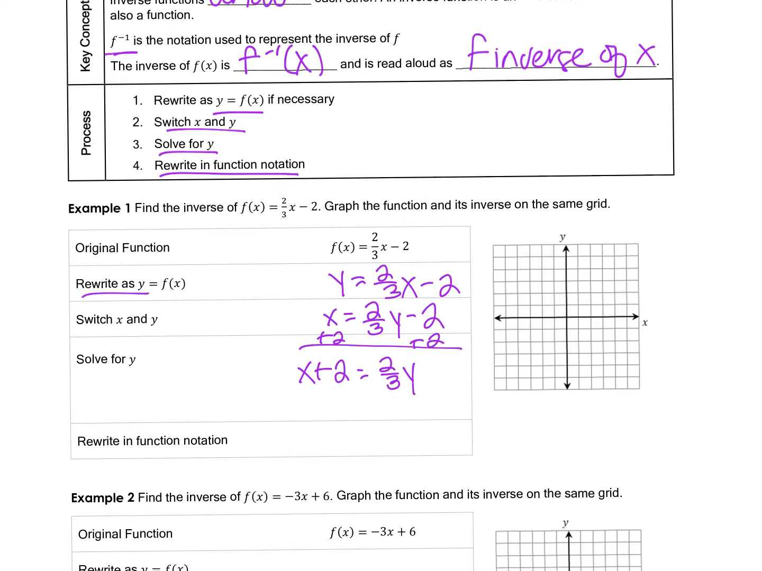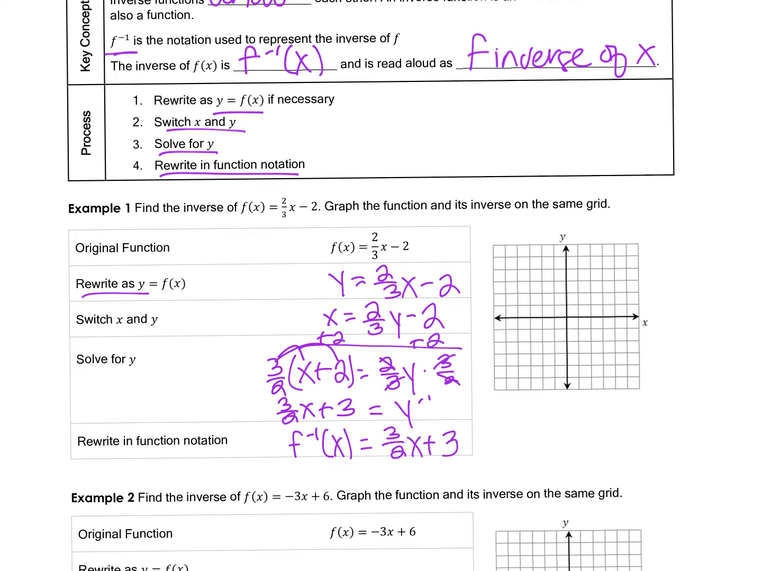This next part you can break into 2 steps, or you can do it all in 1 step. I like to do it all in 1 step, and then I'll talk about how you can do it in 2 steps. I'm going to get rid of that fraction by multiplying by the reciprocal on both sides. So those cancel out, and we're left with y. And then I'm going to distribute that. That's 3 over 2x, and when you multiply that, that just gives you a 3. So there's my inverse. We want to rewrite that in function notation, so I'll have f inverse of x equals 3 over 2x plus 3.